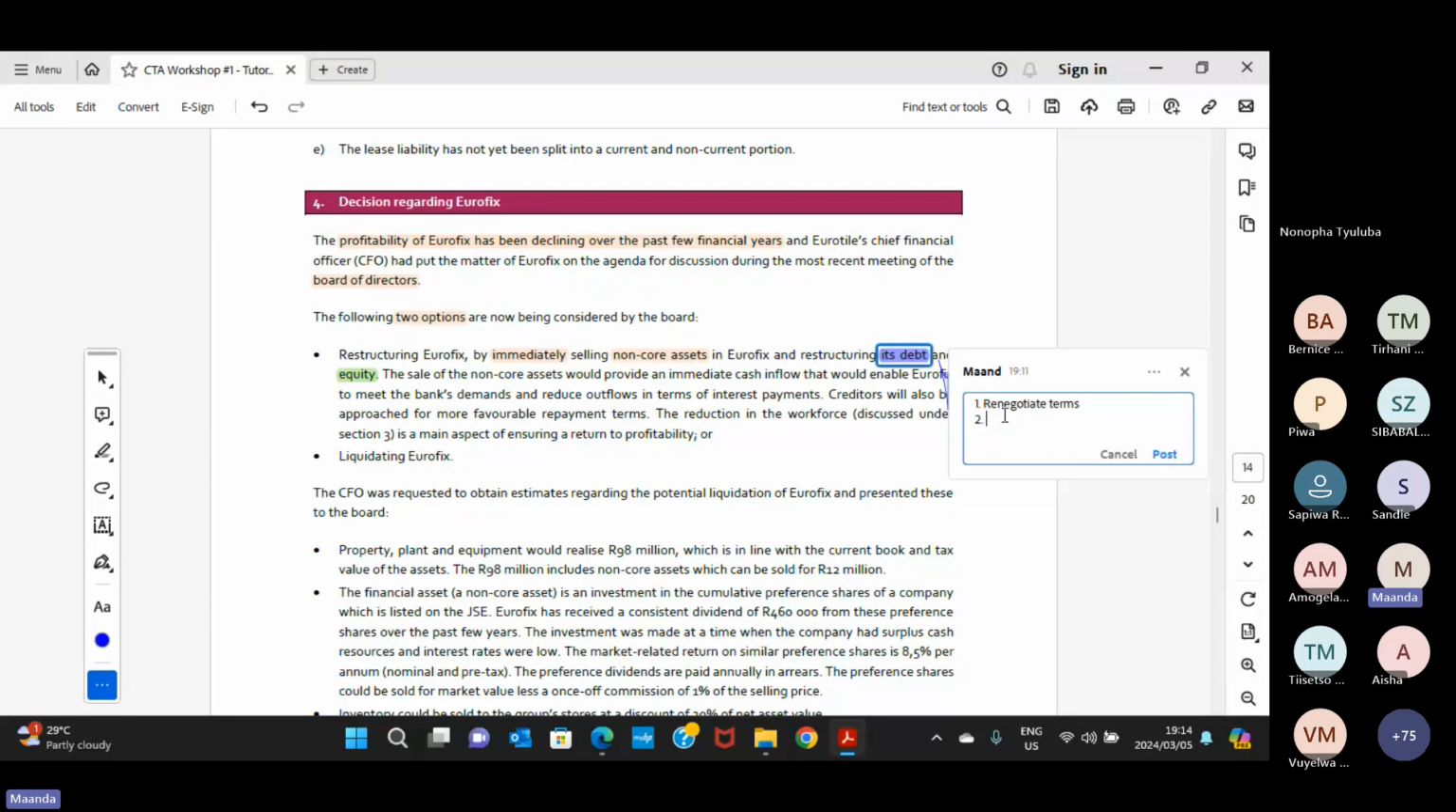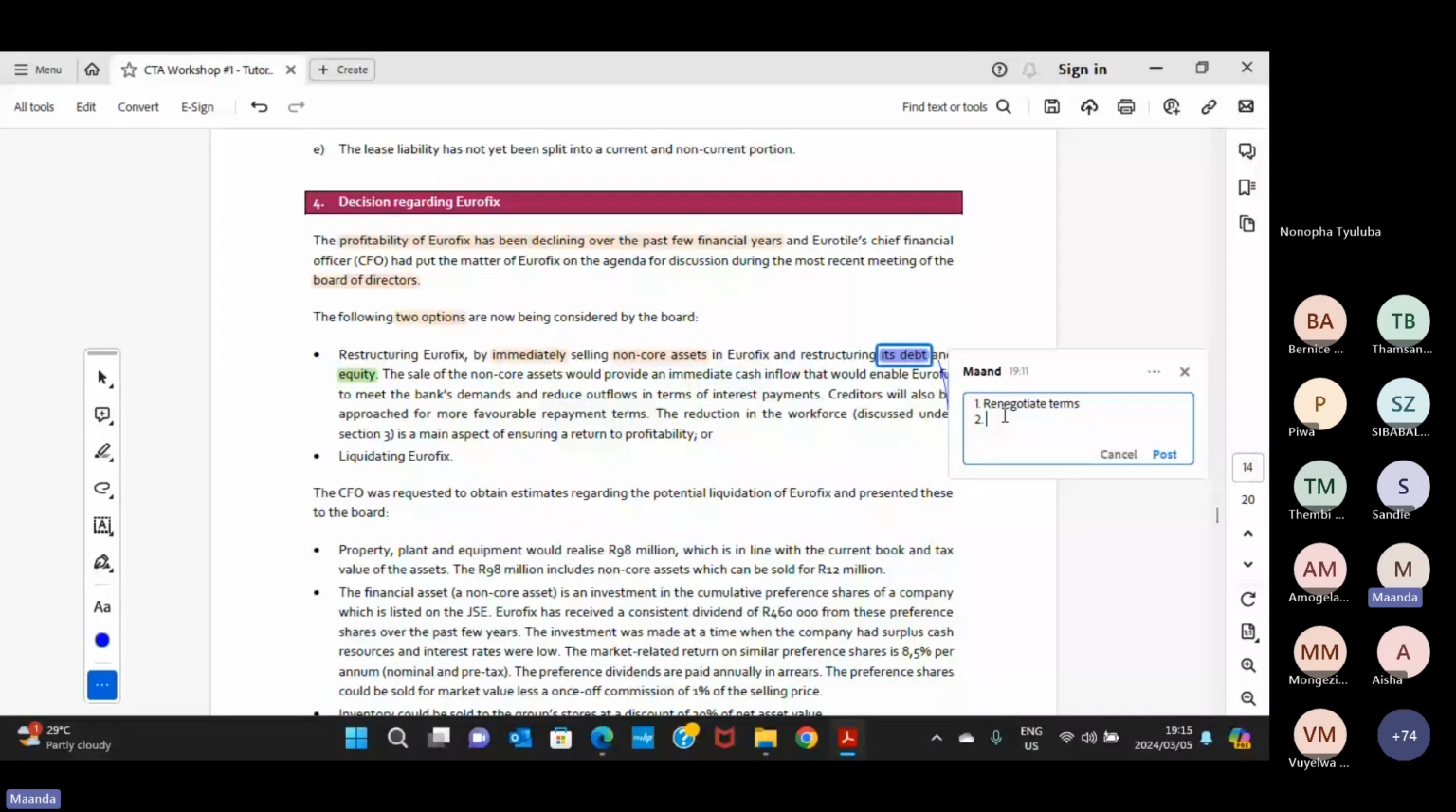What is the second thing that you can do when you are restructuring debt? Amanda? Yes. Can we use, because now we're going to sell the non-core asset immediately, can we then use the cash flow to repay some of the debts? Okay, so that's a consideration, né?